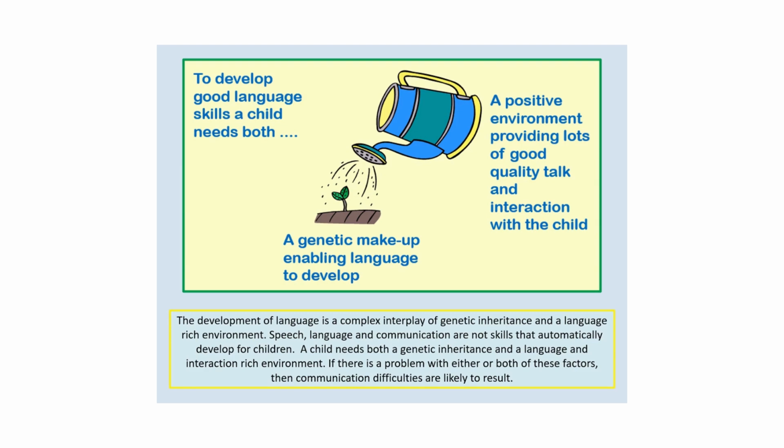The development of language is a complex interplay of genetic inheritance and a language-rich environment. Speech, language, and communication are not skills that automatically develop for children. A child needs both a genetic inheritance and a language and interaction-rich environment. If there is a problem with either or both of these factors, then communication difficulties are likely to result.